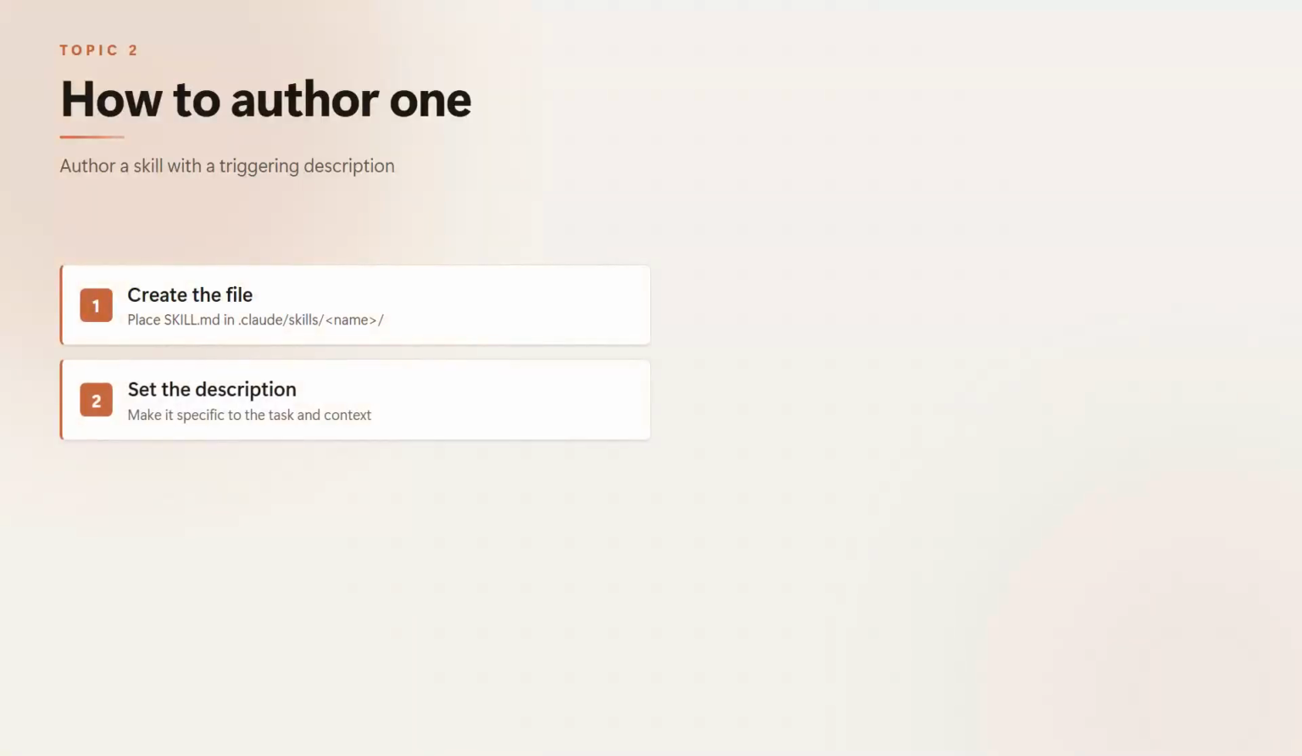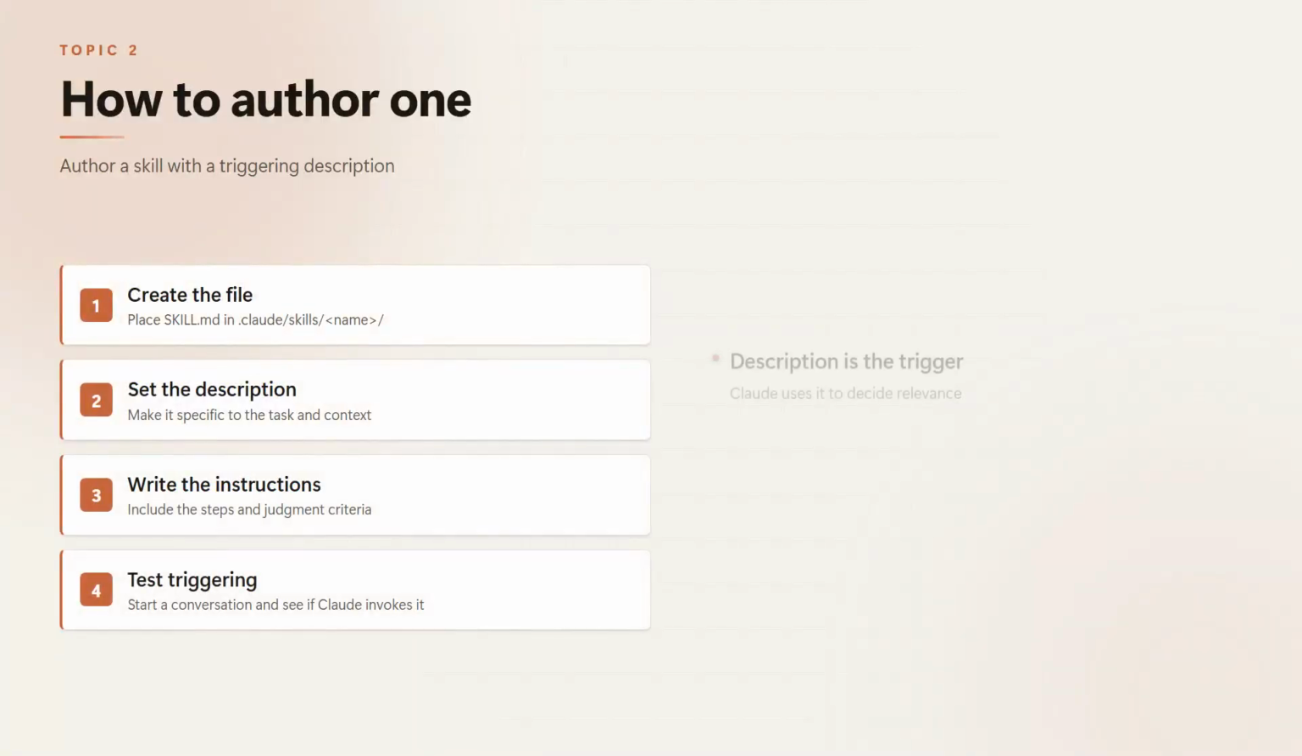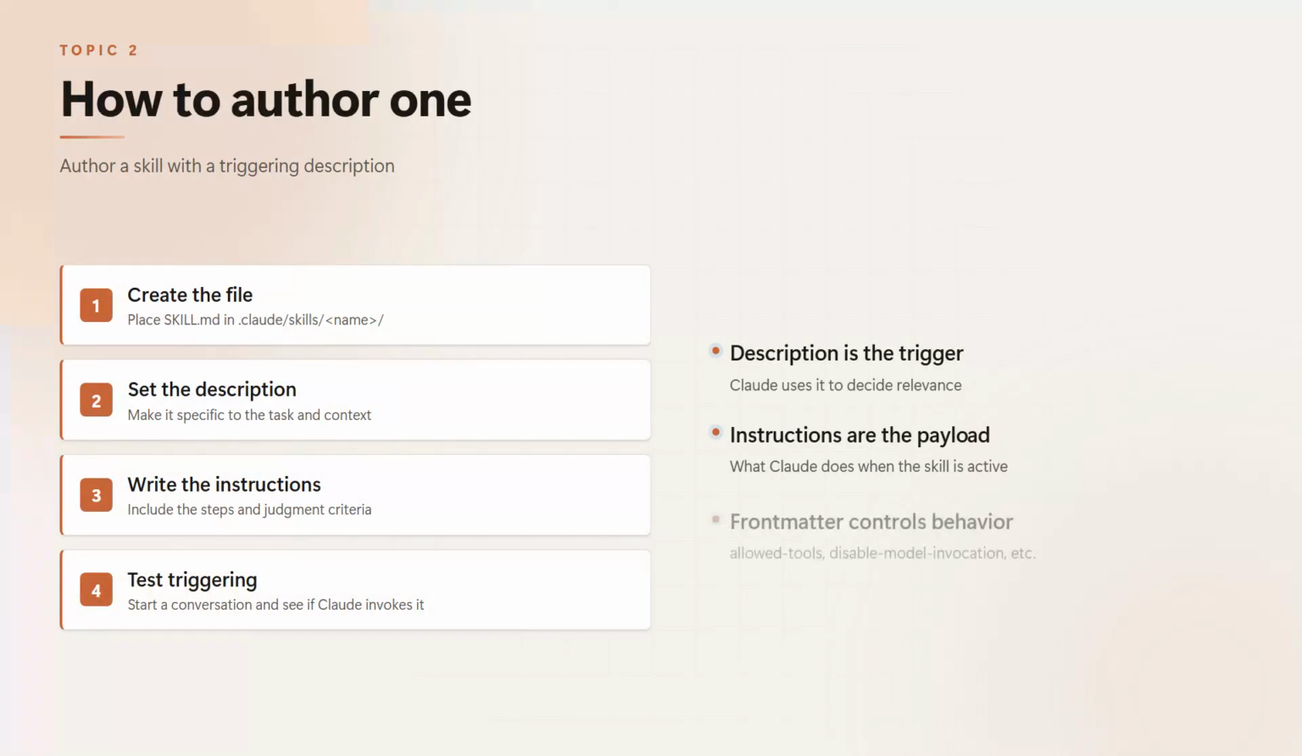Let us work through the case from the document, authoring a skill for generating architecture diagrams. You create the file at .claude/skills/architecture-diagrams/SKILL.md. The description might be: generate architecture diagrams using the C4 model.